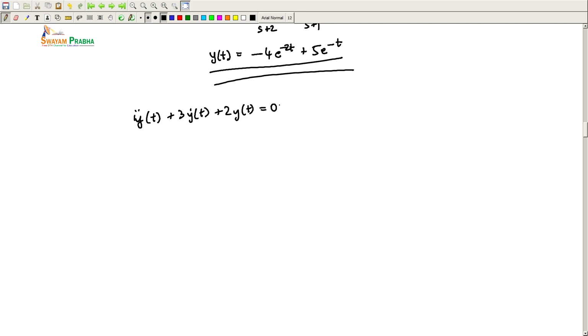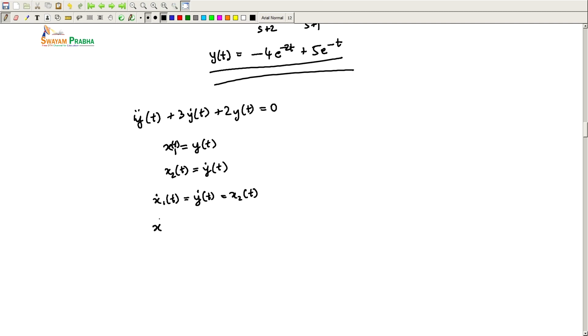Using a block diagram, let us denote x1 of t equal to y of t, and x2 of t equal to y dot of t, that is the first derivative. So, from this what we will get is x1 dot of t will be y dot of t, and that is equal to x2 of t.